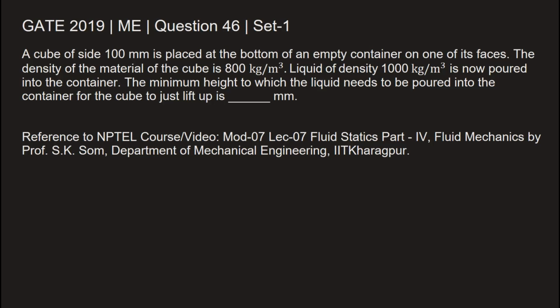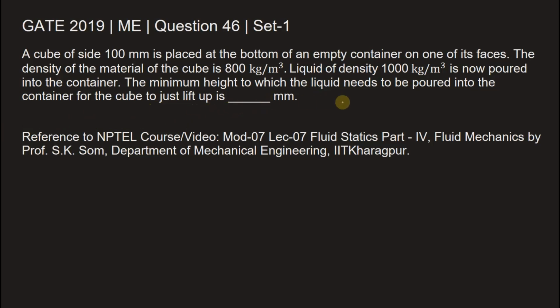This question is from GATE 2019, Mechanical Engineering paper, Set 1. It's question number 46. A cube of side 100 mm is placed at the bottom of an empty container on one of its faces. The density of the material of the cube is 800 kg per meter cube. Liquid of density 1000 kg per meter cube is now poured into the container. The minimum height to which the liquid needs to be poured into the container for the cube to just lift up is dash mm.